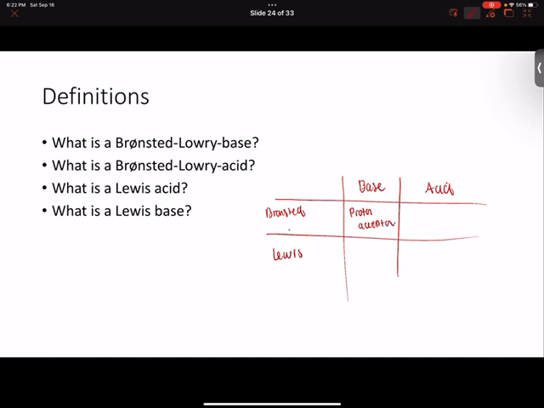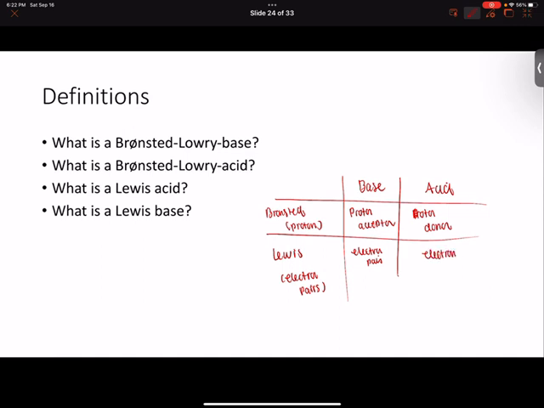So then if our base is a proton acceptor for Bronsted, then that means that the acid is a proton donor. So then Bronsted is talking about protons, while Lewis is talking about electron pairs. So if our base, for example, for Bronsted is a proton acceptor, that means, let's add electron pair down there.